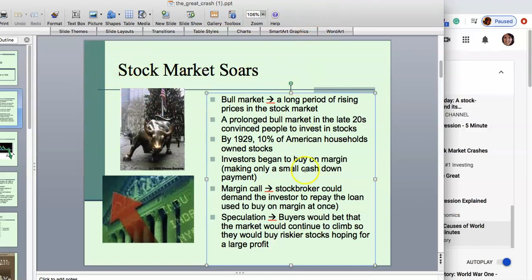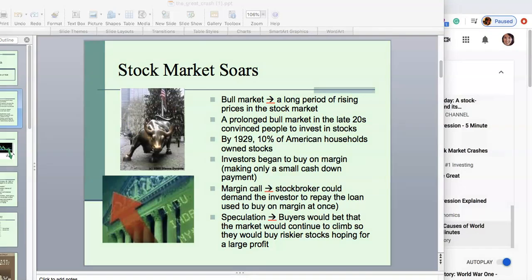In the late 1920s itself, the stock market is doing very well, and that's because of very risky, very high stakes speculation and other honestly illegal factors. It wasn't illegal then, but we would consider it illegal today, things that were happening within the stock market itself. Because of this very prolonged growth in the stock market, it's expanding, and what ends up happening is 10% of all American households own stock, which doesn't seem like that much.